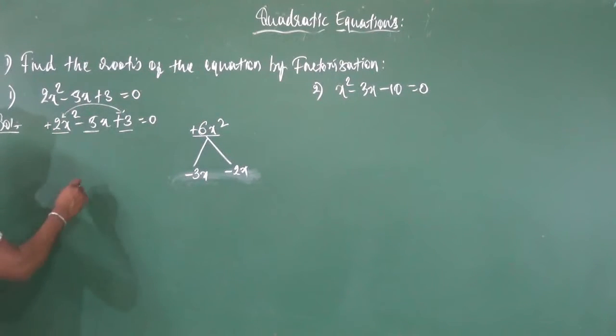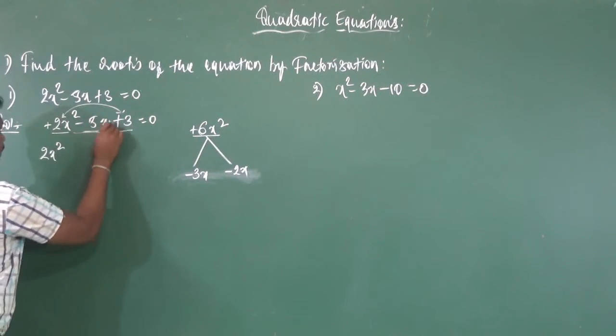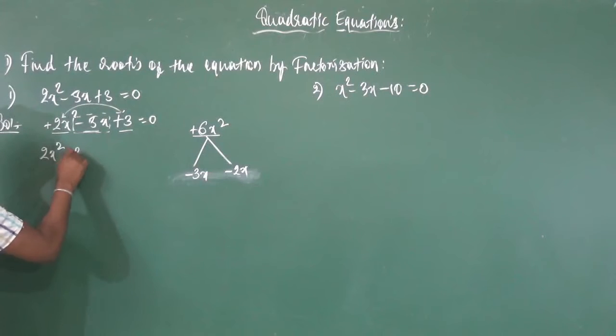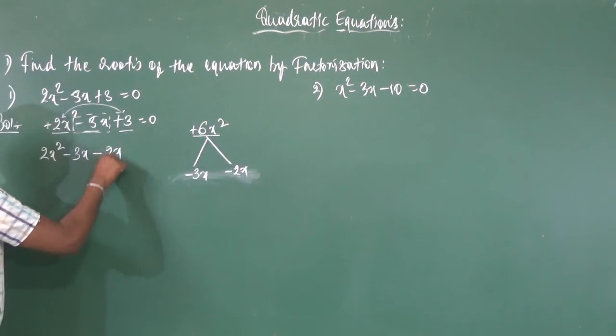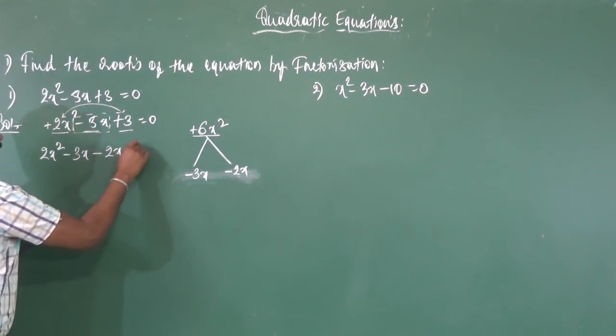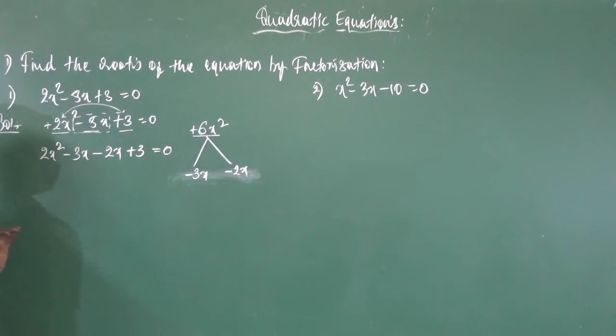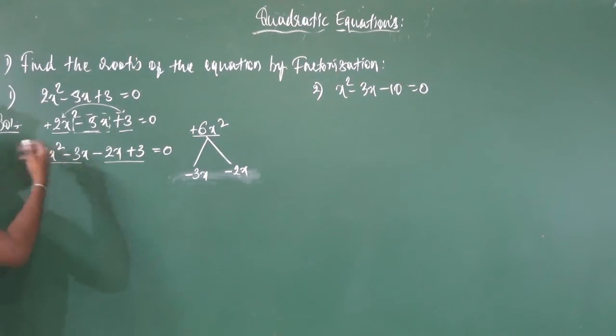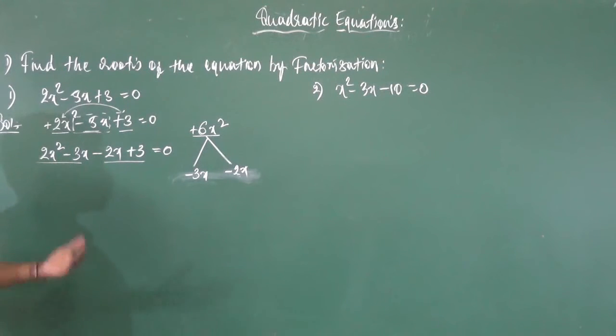Right. So now write this first term again, 2x square, and instead of minus 5x, you have to substitute these two terms, that is minus 3x and minus 2x. And write the remaining term, that is plus 3, and equate that to 0. So now in this quadratic equation we had 3 terms, but now we are having 4 terms here. So now out of these 4, combine these two and these two and take out the common term.